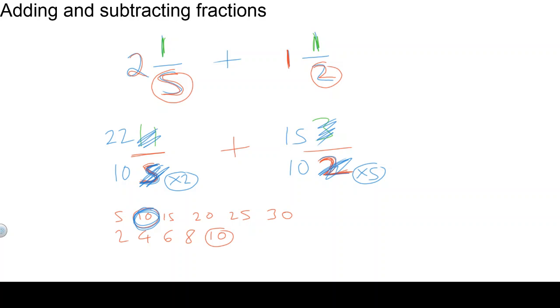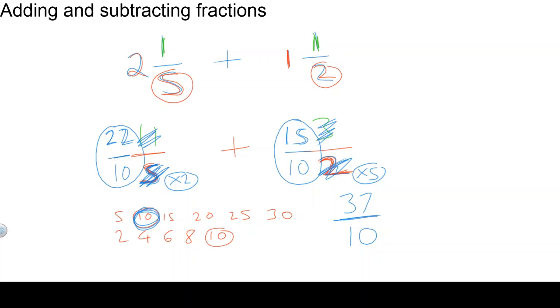Now you'll notice what I'm circling here, this fraction over here and this other fraction over here, both these fractions got the same denominator, which makes it easy now. So all I'm going to do is copy that denominator across and then just add the numerators. Add the 22, add 15, gives me 37. That's the answer.